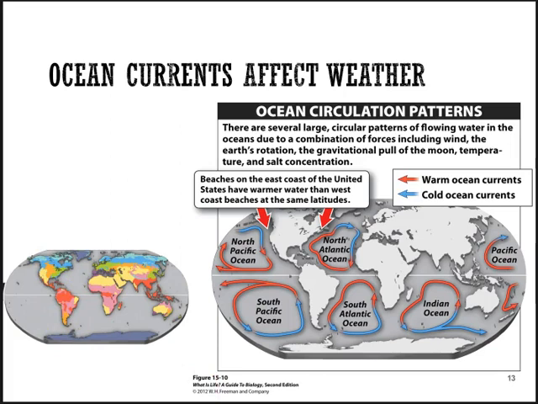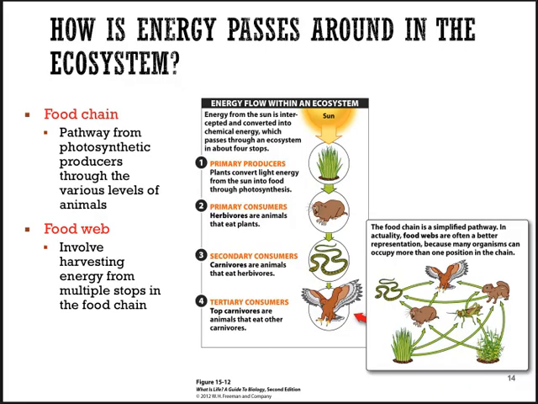We are going to move on, though, away from weather and start talking about how energy is passed around an ecosystem. And this is probably information that you've been learning about for a while. We're talking about food chains and food webs. So I'm just going to introduce some of these terms to you, and hopefully it will refresh your memory, or if you've never heard about it, it's fairly straightforward.